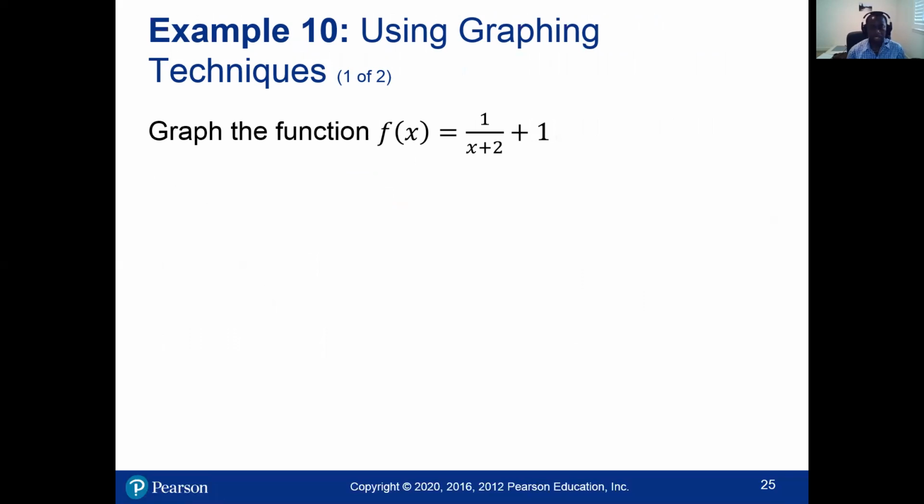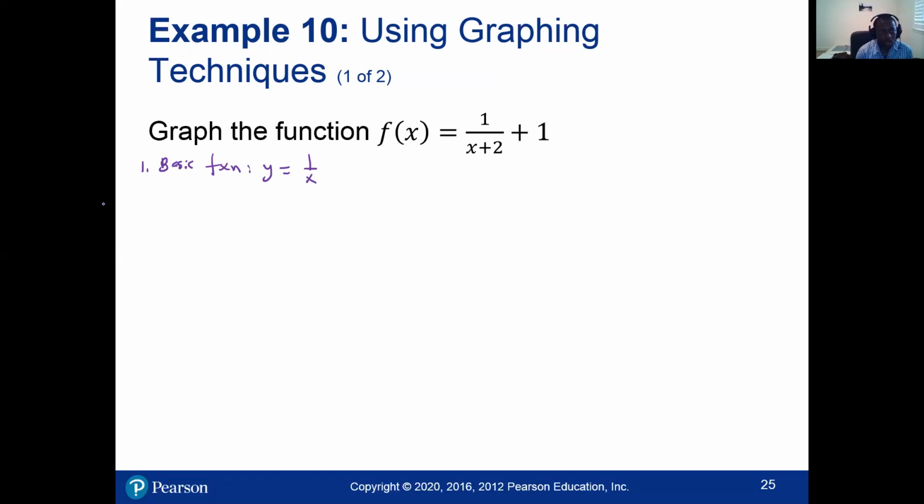Okay. So our last example is to find what happens in this transformation. You have f of x is equal to 1 over x plus 1, and then plus 1. First, what is my basic function? It is y is equal to the reciprocal, 1 over x.